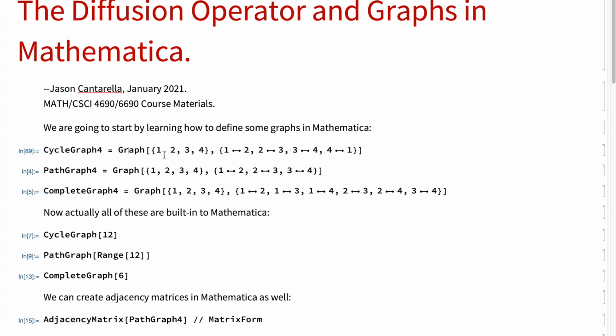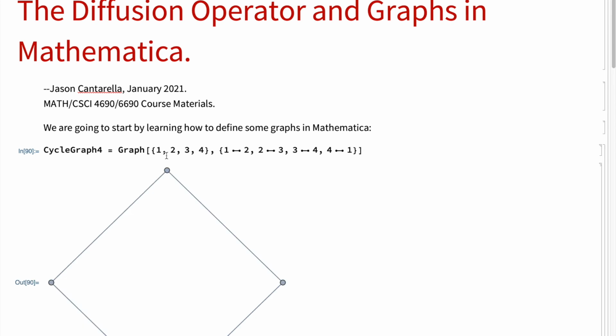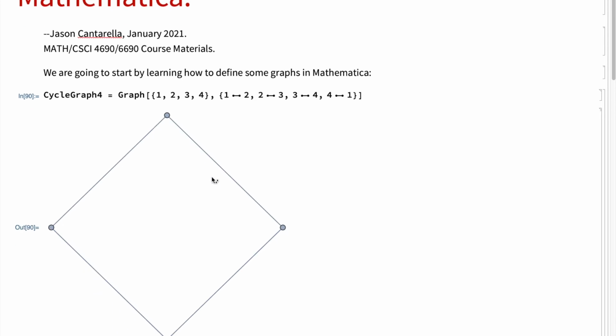So here I've typed graph. This is a list of the vertices, the numbers 1, 2, 3, and 4. And then the cycle graph, I connect vertex 1 to vertex 2, vertex 2 to vertex 3, 3 to 4, and 4 to 1. If you hear clicking in the background, that's my mechanical keyboard. All right, if we hit Shift-Enter, Mathematica will draw the picture for us, and that is indeed the 4-vertex cycle graph.